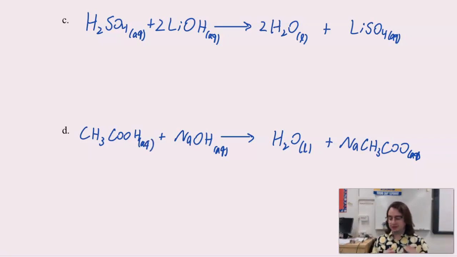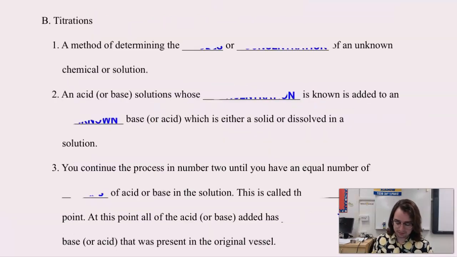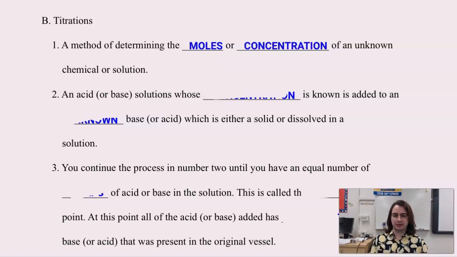So let's now transition and talk a little bit about titrations. Titrations are probably the most common chemistry thing that you can do in the lab or otherwise. Titrations are a method of determining moles or concentration of an unknown chemical or solution.